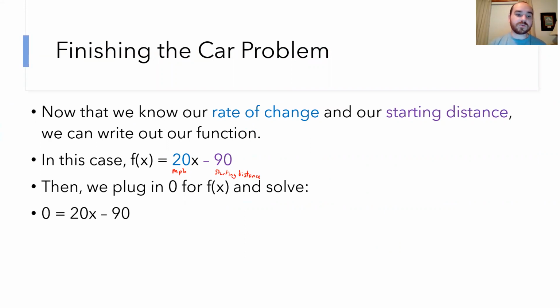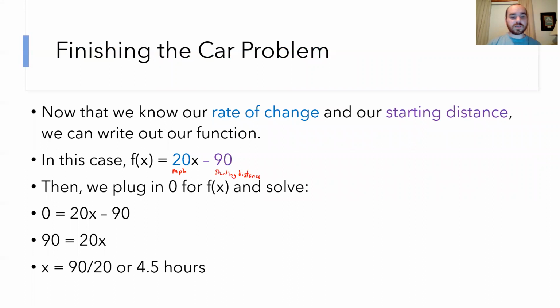So in this case, we plug in 0 for f of x and we solve. We say 0 equals 20x minus 90, which we add 90 to both sides to get 90 equals 20x. Then we can divide both sides by 20, and x will equal 90 over 20, or 4.5 hours.